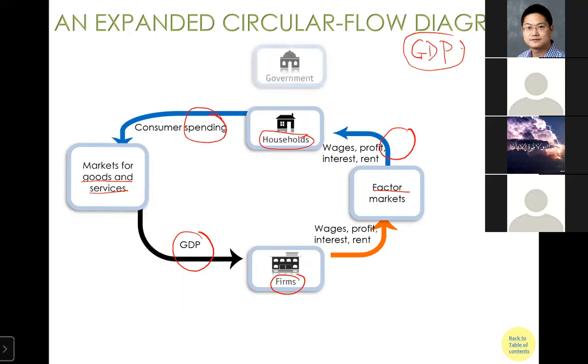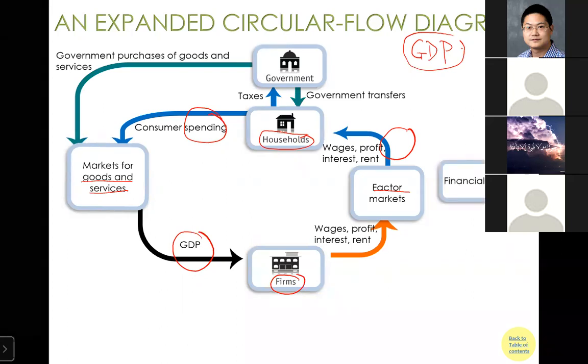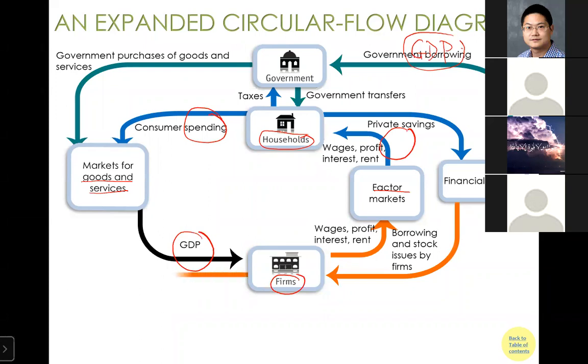Next we add government. Government collects tax, provides transfers, and purchases goods and services, right? Government may run a deficit or surplus, and that deficit or surplus is going to channel through the financial market. This financial market will be used not only by government, but also by firms. Firms sometimes want to borrow so they can expand their business for the future, and that shows up as investment spending, right?